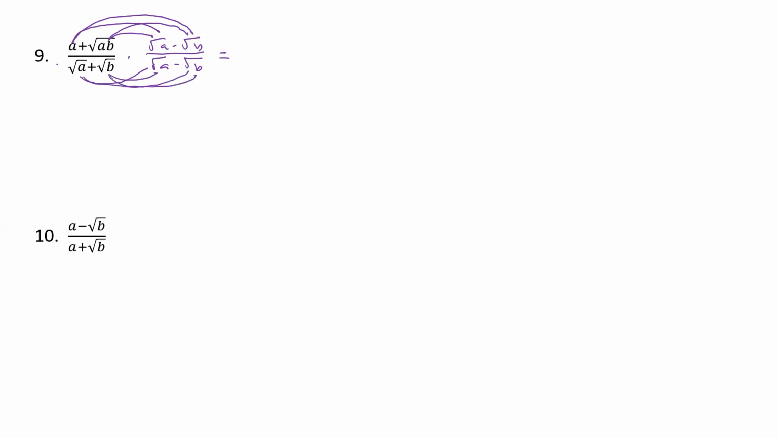So in the numerator here, I have a times the square root of a. Well, that's a square root of a. Then a times this is going to be minus a square root of b. Now if I take square root of ab times the square root of a, that's going to be plus the square root of a squared b. And then if I multiply here, that's going to be minus square root of ab squared.